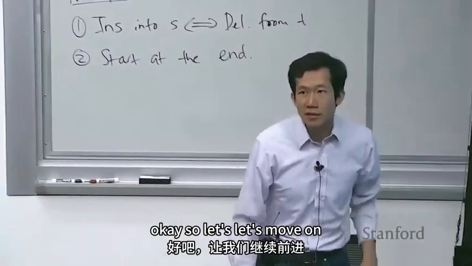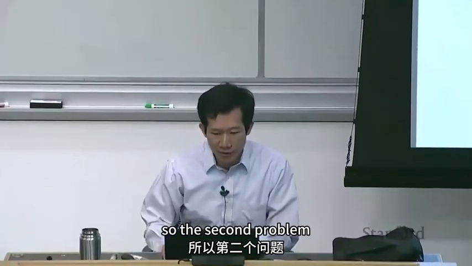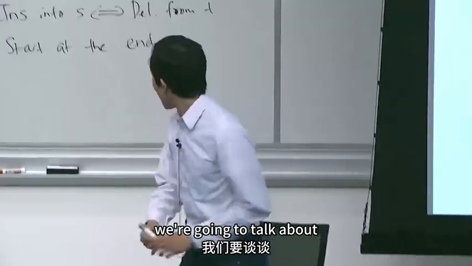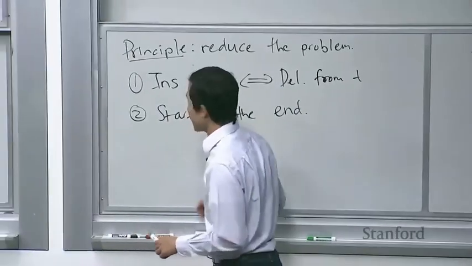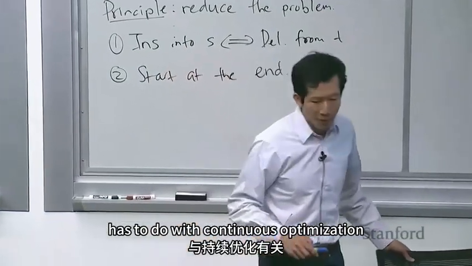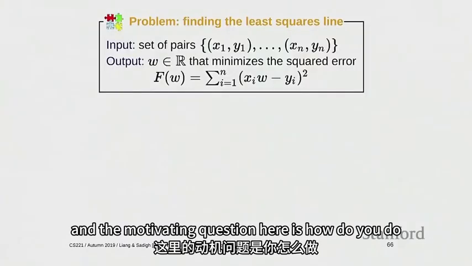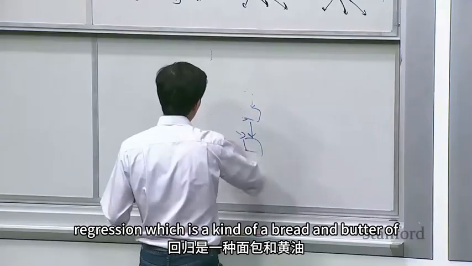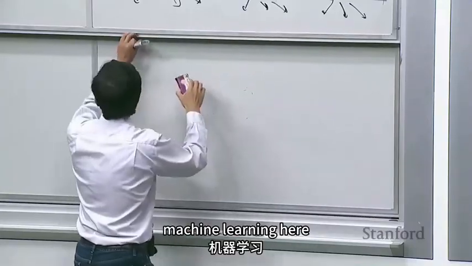OK, so let's move on. The second problem we're going to talk about has to do with continuous optimization. And the motivating question here is how do you do regression, which is a bread and butter of machine learning.